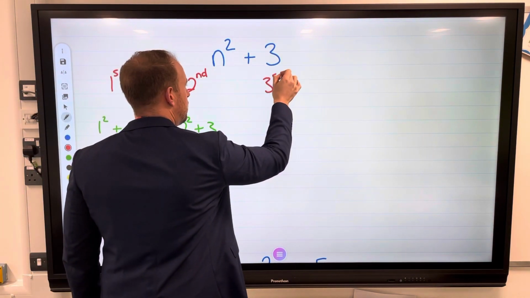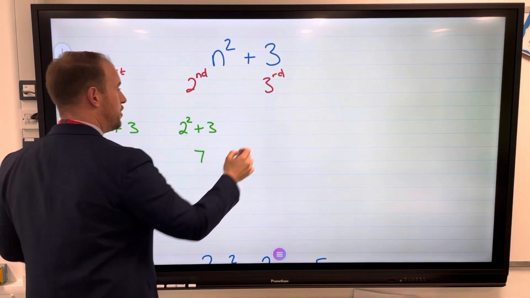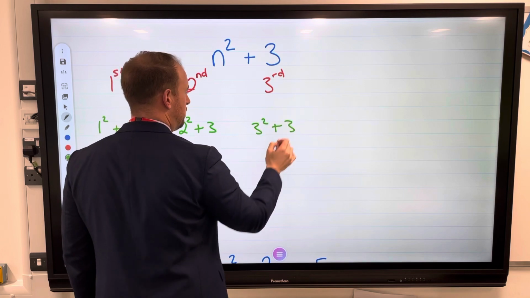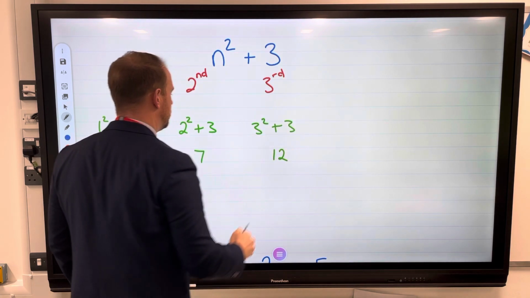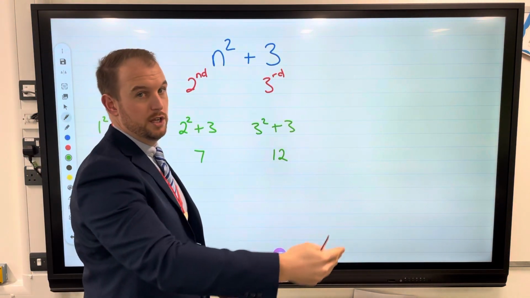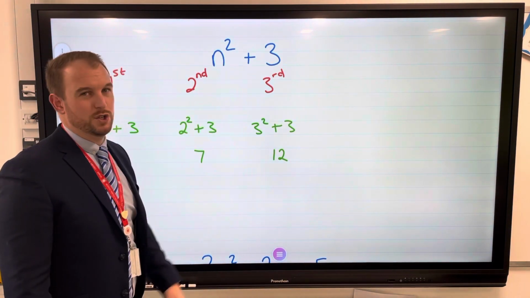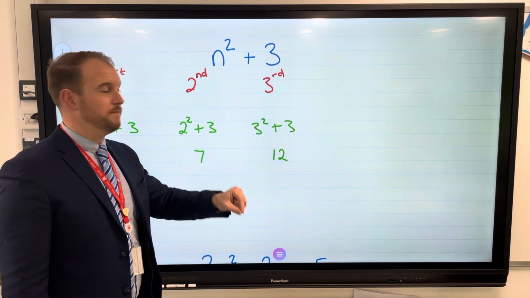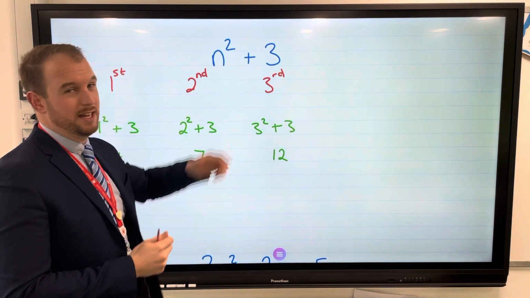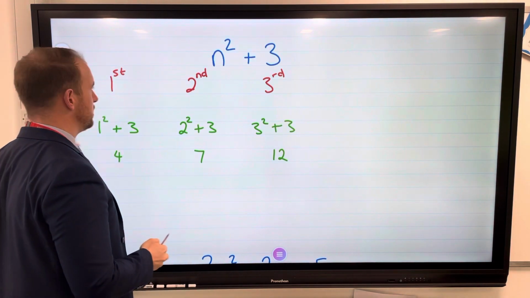Third term will be 3 squared plus 3. 3 squared is 9, plus 3 is 12. Okay. This one doesn't work with that pattern of adding on each time, because of this squared symbol here. That only works when there's no squared. We call it a linear nth term. This is quadratic because of that squared element.